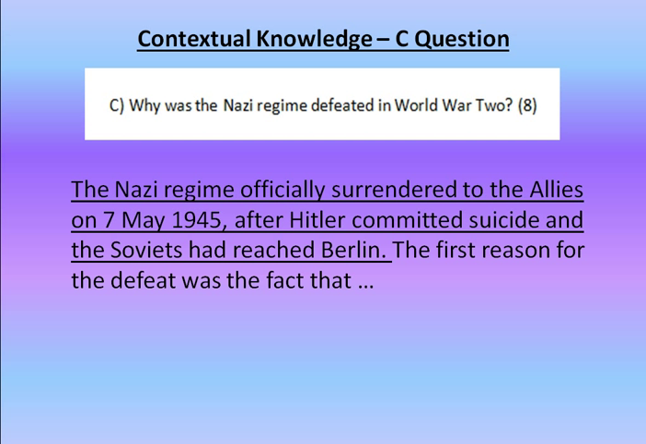Immediately we started with a sentence of opening context or contextual knowledge to really prove to the examiner and Edexcel that we know what we're talking about. Once we've given that, we can then move into actually answering the question. So then we move into: the first reason for the defeat was the fact that, and then you give your reasons, either Stalingrad or the fact the Nazis would be outproduced or any other reasons you want to give.